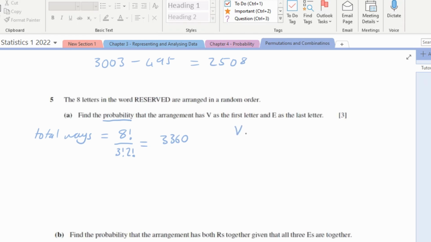And then V as the first letter, and E is the last letter. Now, if we have that, what have we got left? That. And so there's 7. And are there any double ups in this arrangement? 2 factorial and 2 factorial, because we've got 2 E's and 2 R's, and this gives us 180. Okay, so probability 180 over 3360, and that simplifies down to 3/56.